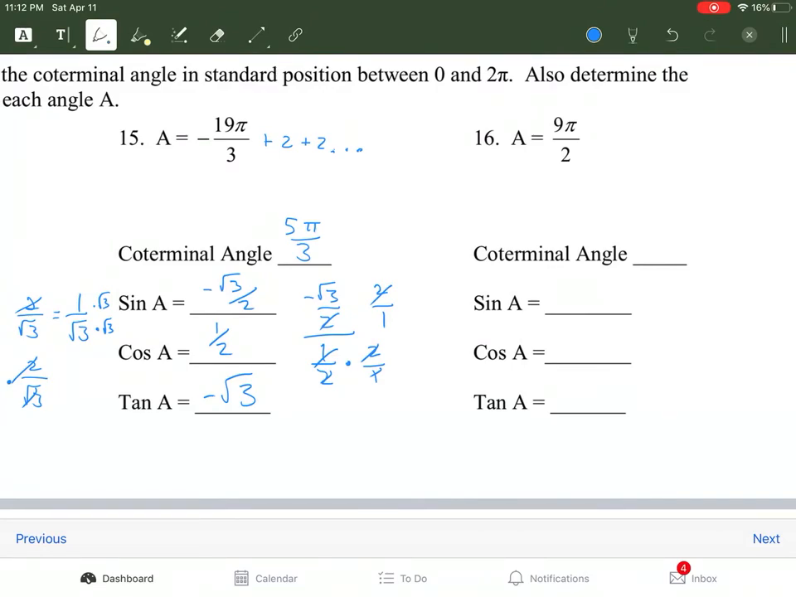Finally, 9 pi over 2 is too big for the unit circle, so we're going to subtract 2. And again, we're going to get 1 over 2, which is pi over 2. So the sine of pi over 2 is going to be 1. The cosine of pi over 2 is going to be 0. And the tangent is 1 divided by 0, which is undefined.